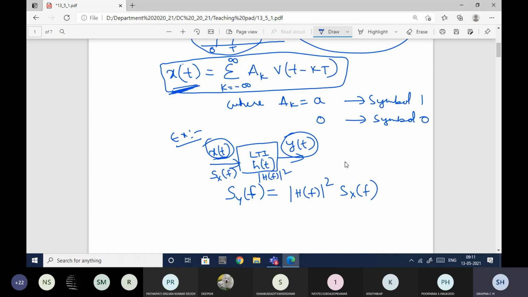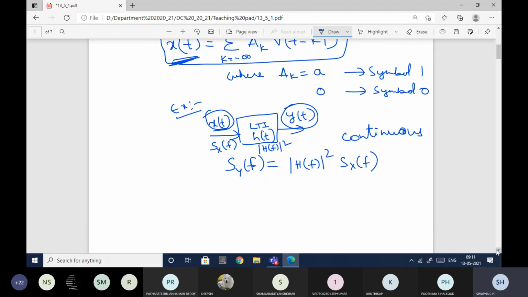This is how we generally calculate for continuous signals. I don't know how many of you know this, but it is already dealt with in your previous random process subject. You would have already seen this kind of equations. So this is how we will be calculating.